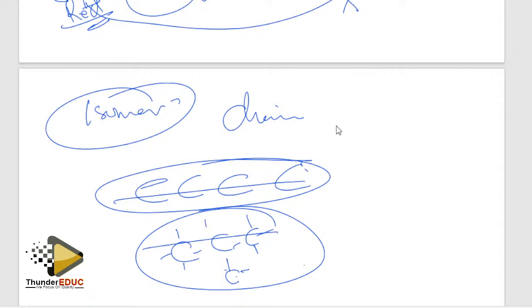Now if it is a position isomer, the major difference is the position of the functional group, but the change in position does not change the functional group.